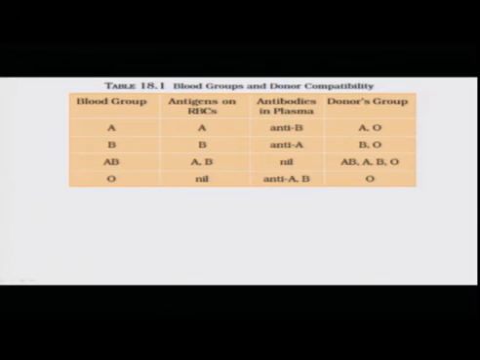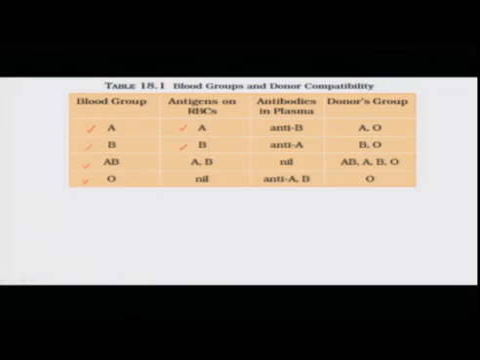If you look at this table here, it shows the 4 different blood groups A, B, AB and O. As I told you, there are different antigens present on the surface of the RBCs of the people that belong to each of these blood groups. The people who belong to blood group A have an antigen A, and the people who have B antigen belong to B blood group.